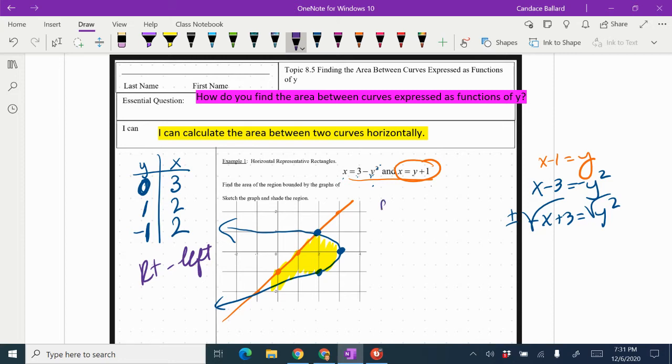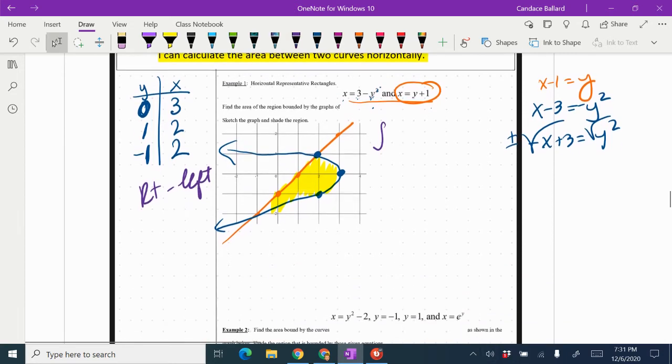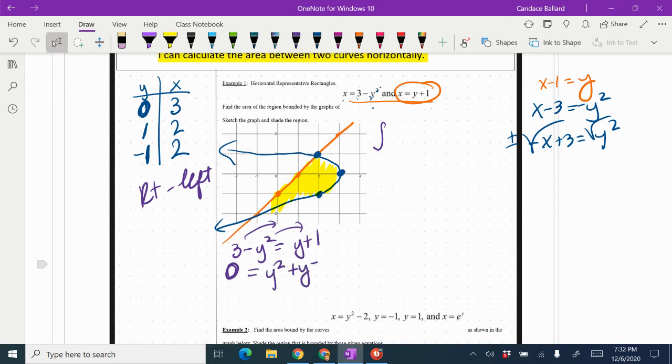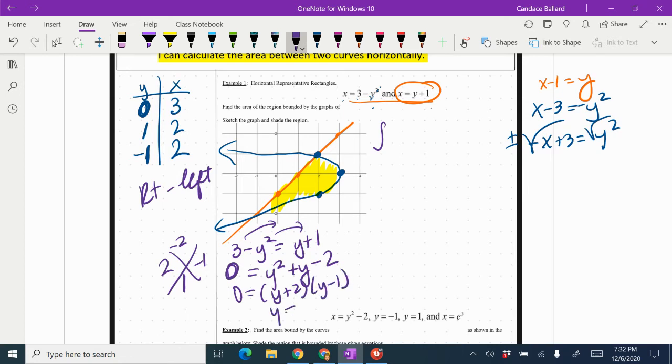We're still going to find the area by integrating. I need to figure out where they're actually equal, so I'm going to have to do that calculation. I am going to set them equal to each other. So 3 minus y squared equals y plus 1. I'm going to move these both to the right so I get a positive leading coefficient. So 0 equals y squared plus y, and I subtract the 3 over, that gives me -2. In my magic x, I need two numbers that multiply to -2 and add to 1. I'd probably use 2 and -1. So we get y plus 2 times y minus 1. Using the zero product property, I'd get -2 and +1.